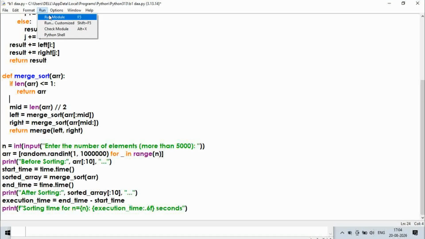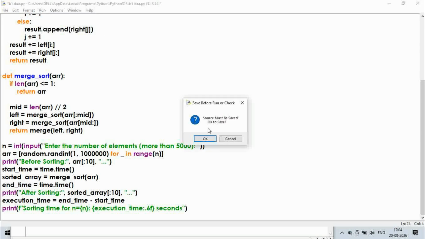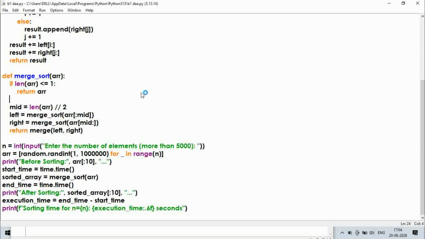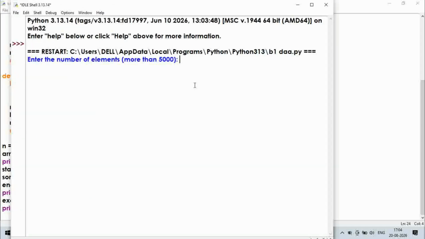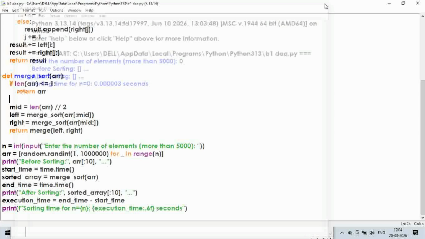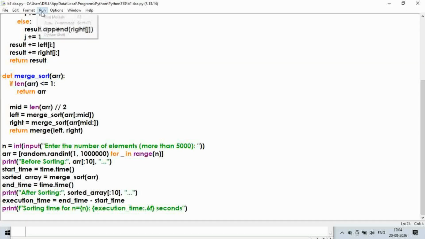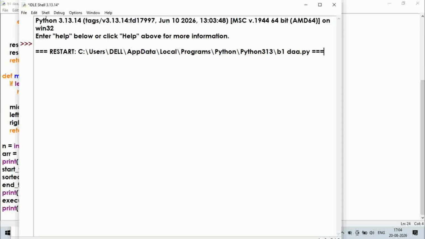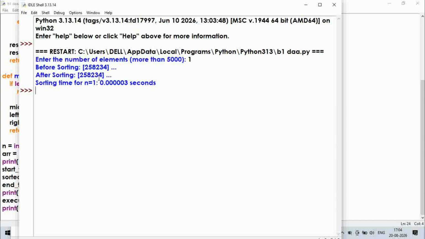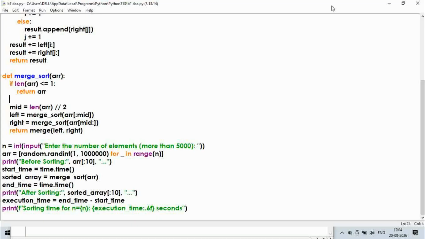Next, our second function is our merge sort function. Now comes the main part, merge sort. This function performs the merge sort. If length of array is less than or equal to 1, this is called the base condition. If the array has 0 elements or 1 element, there is nothing to sort. For example, 7 is already sorted.